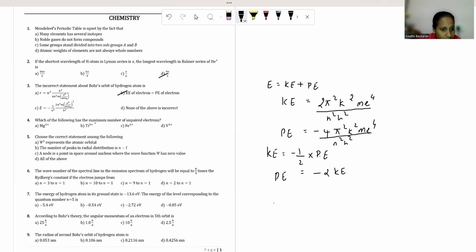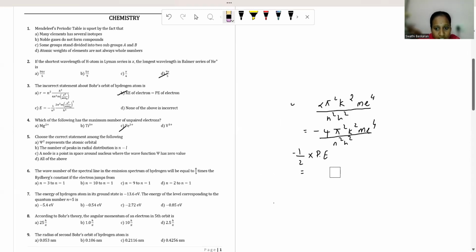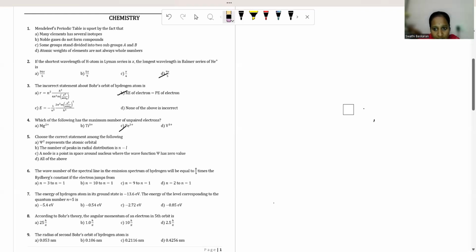Which of the following has the maximum number of unpaired electrons? Undoubtedly it is option C, that is Fe2 plus. Now let us try to solve it and understand why iron 2 plus has more unpaired electrons. First of all, take up the first option. What is the first option, students? They are giving Mg2 plus.